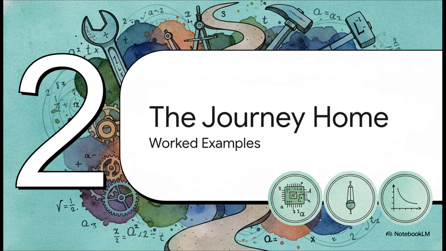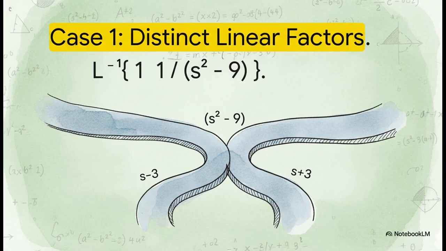All right, enough theory. Theory's great, but let's get our hands dirty. We're going to walk through 3 examples that cover the most common situations you'll run into. Let's bring this all to life. Let's start with a classic, a real bread and butter problem. We need to find the inverse Laplace transform of 1 over the quantity s squared minus 9. This is our distinct linear factors case.